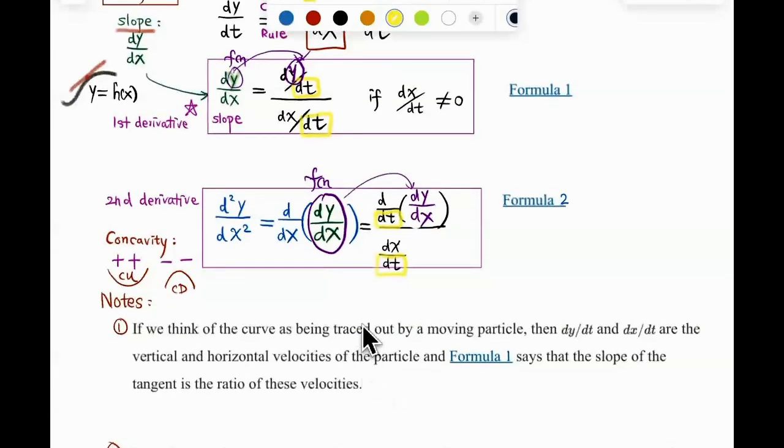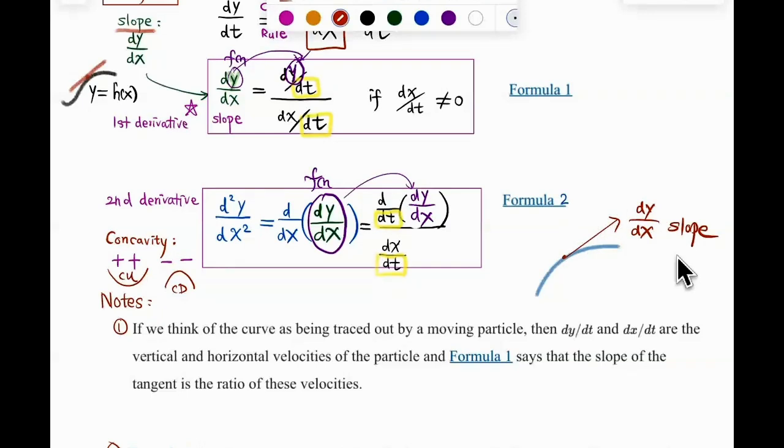So if we think of the curve as being traced out by a moving particle, then dy dt and dx dt are the vertical and horizontal velocity of the particle. So what does it mean? Let me draw some picture. So here is the curve, and then it's traced out by a moving particle. So what is dx dt? Sorry, dy dx is the slope of the tangent. Yes, dy dx is the slope of the tangent. So you have a tangent right here. So the slope over here is dy dx.